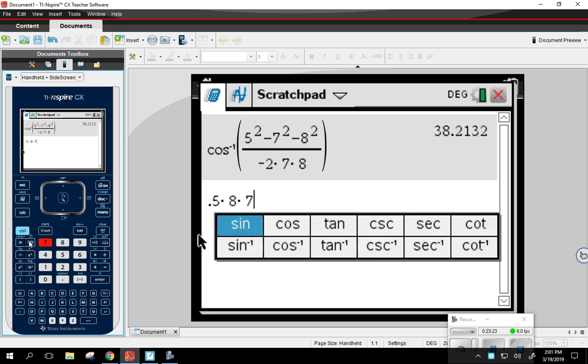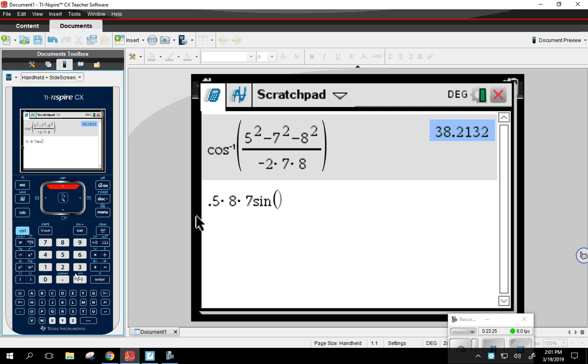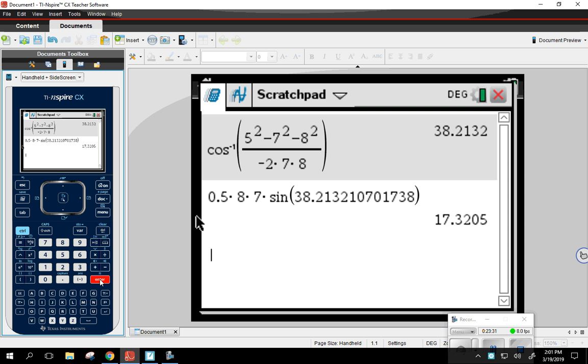But sine of this one, bless you. So how many square units am I looking at? There we go, 17.3 square units. Good, good, good, good.